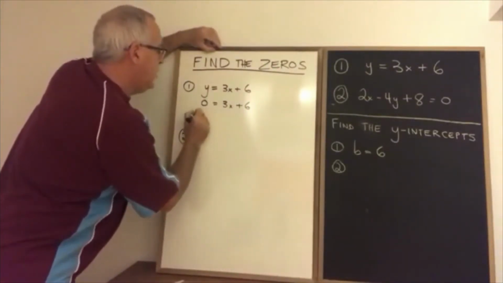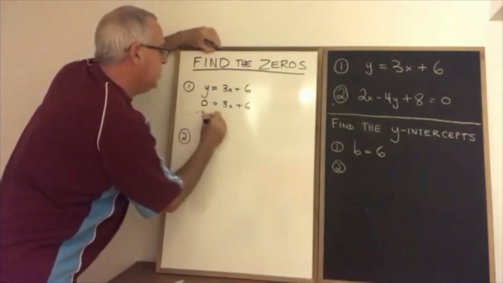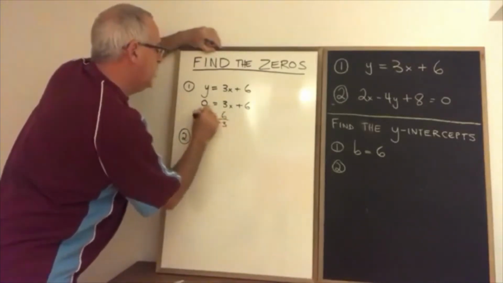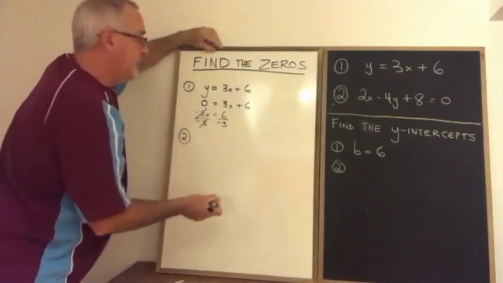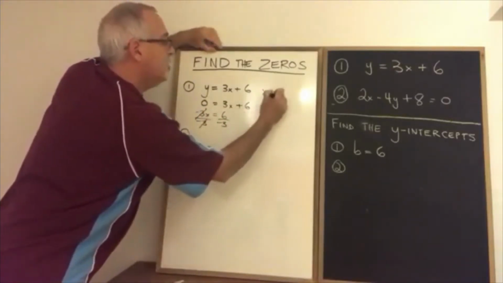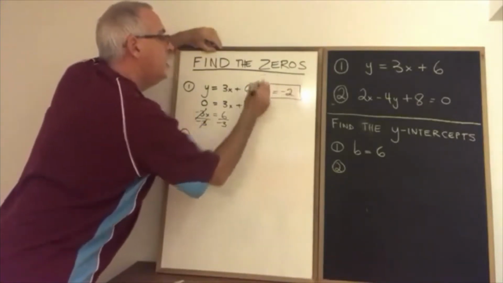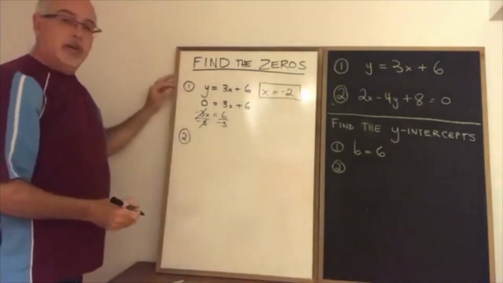If I move the 3x to the other side of the equals, it becomes negative. And if I divide both sides of the equation by -3 in order to isolate my variable x, I get x equals -2. And I have found my 0 for equation 1.